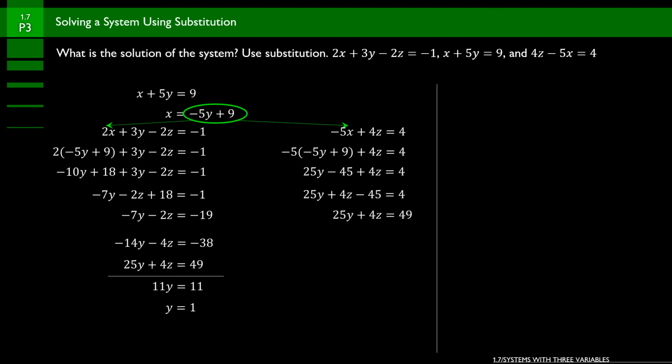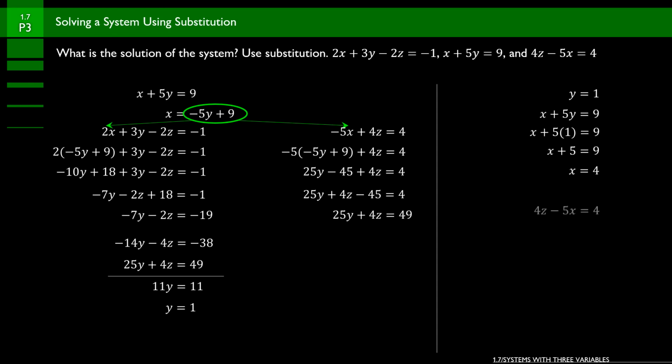So I'm going to take x plus 5y equals 9, plug the y into there, so I get x plus 5 times 1 equals 9, or x plus 5 equals 9, and then x equals 4. So now I have a y value and I have an x value. All I need now is to find the z.